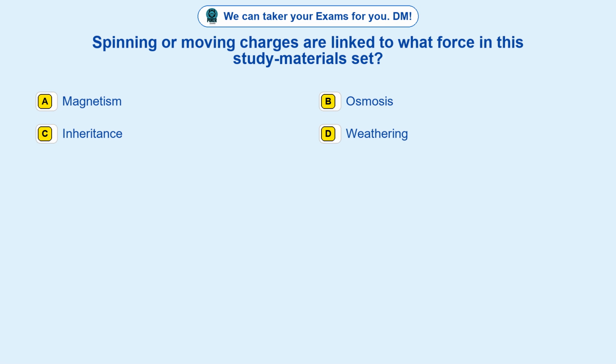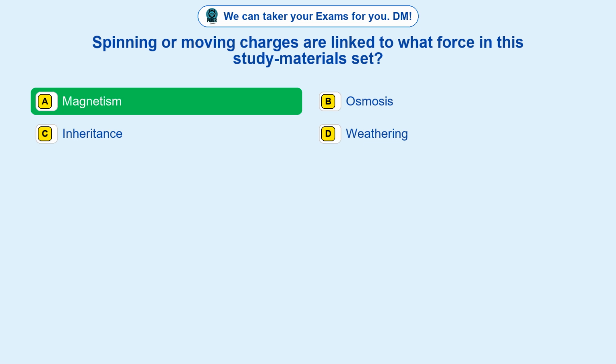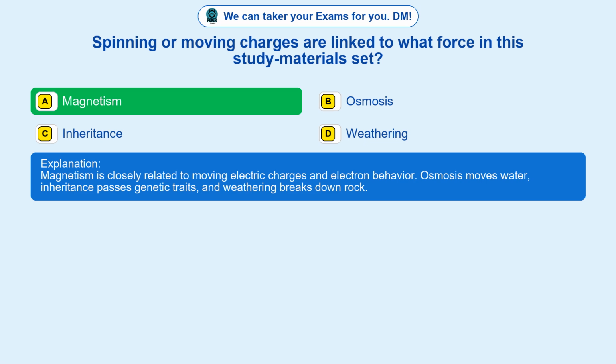Question 74. Spinning or moving charges are linked to what force in this study materials set? Option A, magnetism. Option B, osmosis. Option C, inheritance. Option D, weathering. The correct answer is option A. Magnetism. Magnetism is closely related to moving electric charges and electron behavior. Osmosis moves water, inheritance passes genetic traits, and weathering breaks down rock.